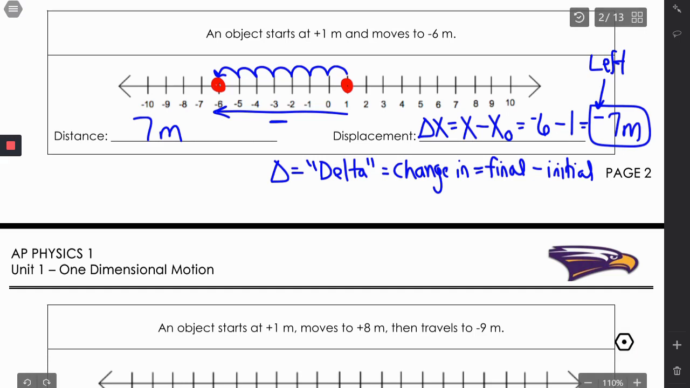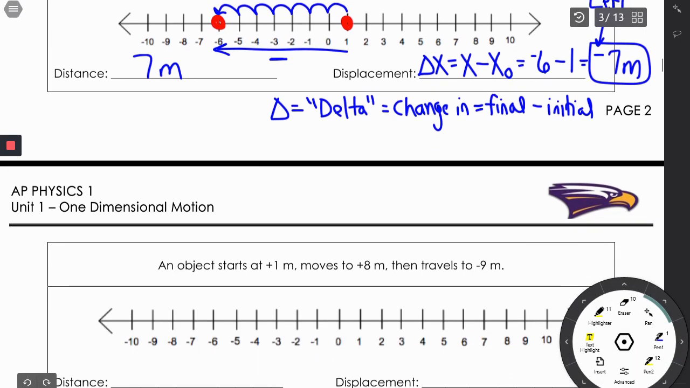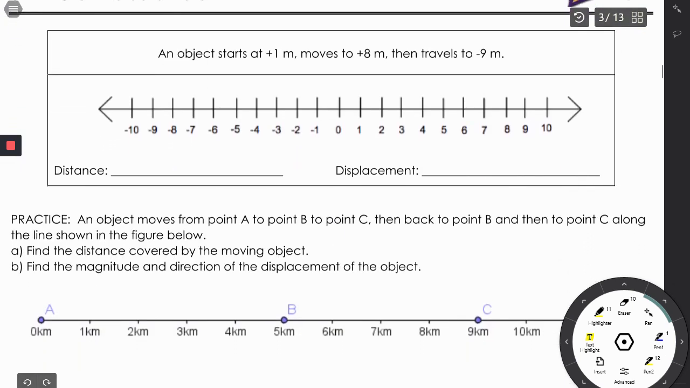Okay, so that's a little bit easier of a problem because we just did one, right? We didn't do anything crazy. We didn't take a twist or a turn. So let's look at a scenario where now we're going to take a little bit of twist and a turn. Okay, so we're going to start here at positive 1.